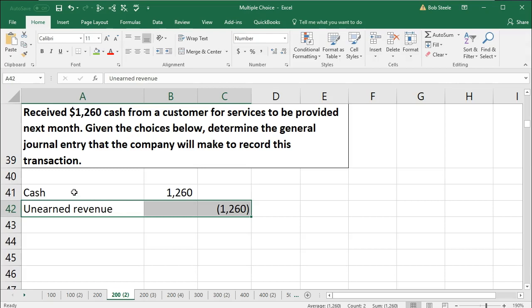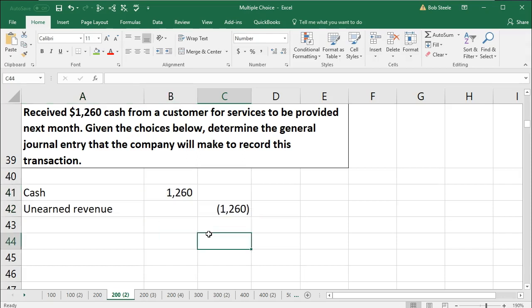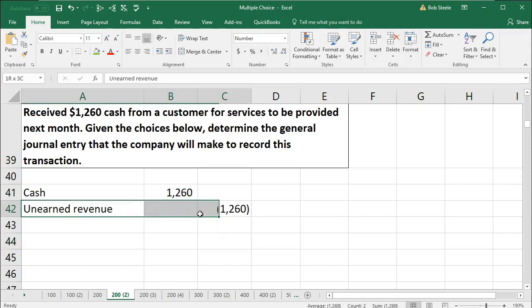So that's going to be the transaction. They can ask you anything about this journal entry when you're looking at a multiple choice question, but they will probably be focusing in on the credit to unearned revenue, it being the more abstract, unusual type of account, the account that we don't deal with all the time.